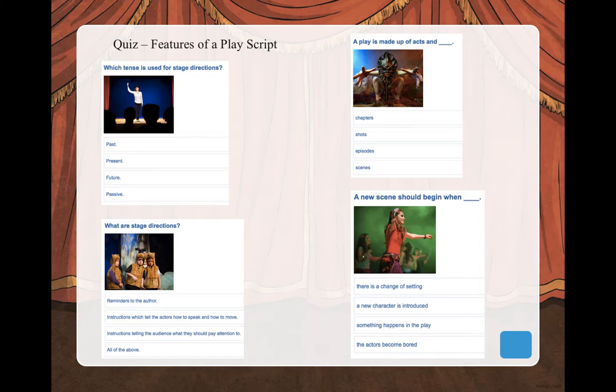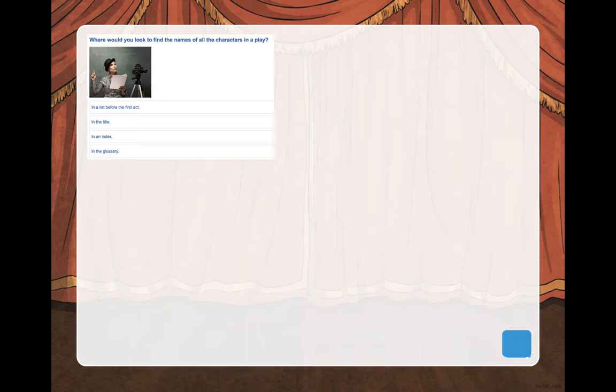So how did you do? Are you familiar now with features of a play script? Do you recognize them? Can you identify them? Let's have a look at 4 more and then we'll go to storyboards.